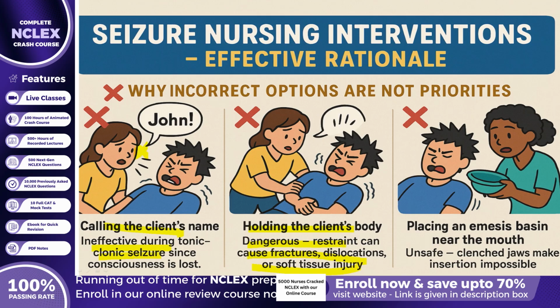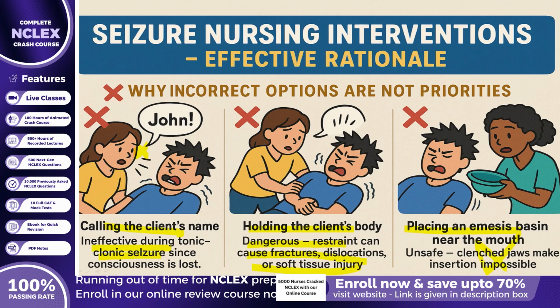Moving on to the third option, placing an emesis basin close to the mouth is also inappropriate. During an active seizure, the jaw is usually clenched tightly, and trying to insert or place objects near the mouth risks broken teeth, aspiration, or airway obstruction.